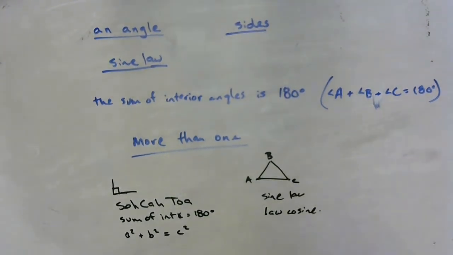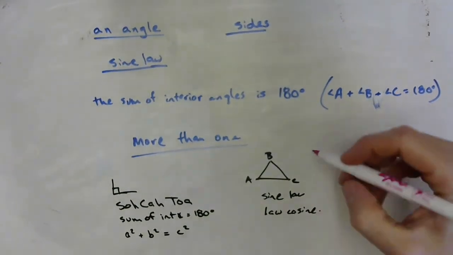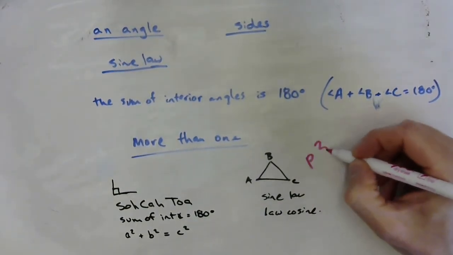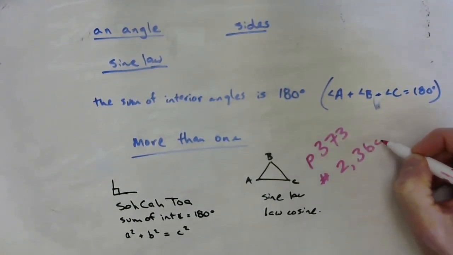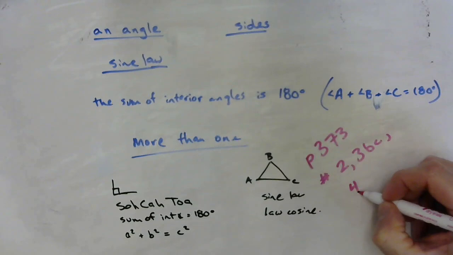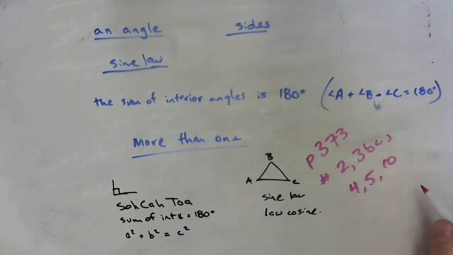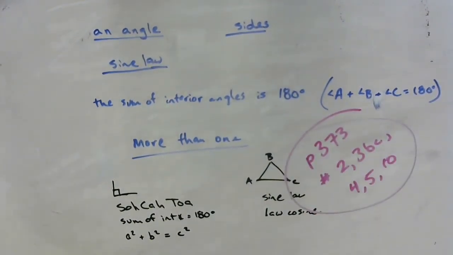And your practice problems from 8.3 come from your textbook on page 373, number 2, 3BC, 4, 5, and 10. Let's go. Giddy up. Last lesson.